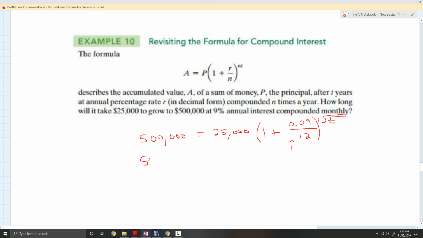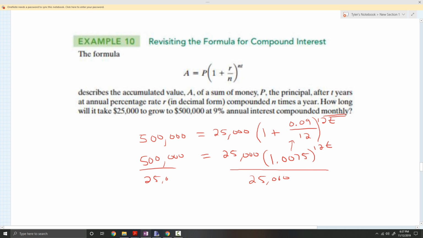So I could rewrite this as 500,000 equals 25,000 times 1.0075 raised to the 12t. Maybe it just makes it a little nicer to work with. And then I could divide both sides by 25,000, because remember, I'm trying to isolate this part. So I can take the natural log of both sides.